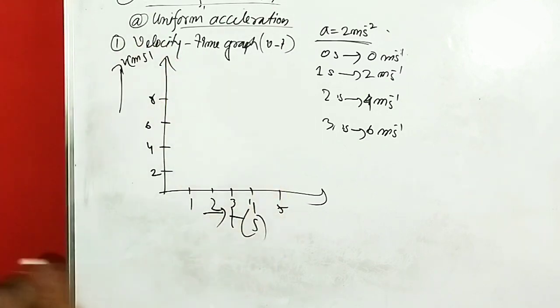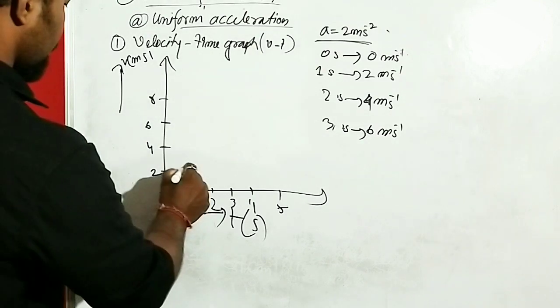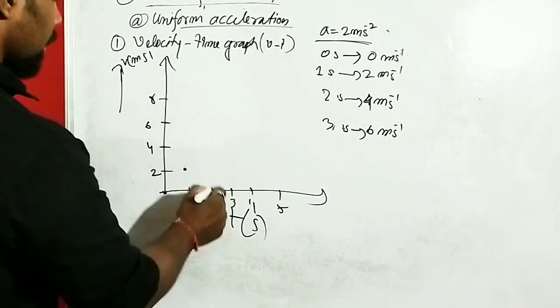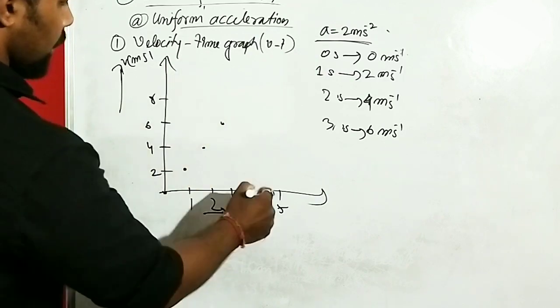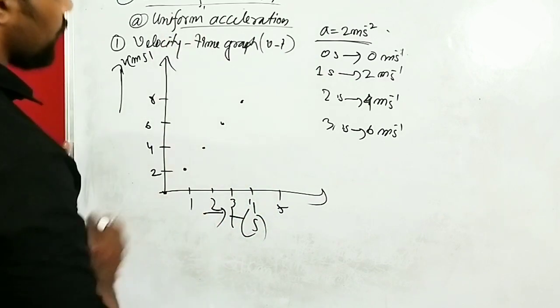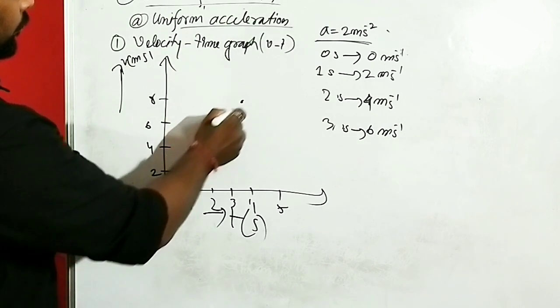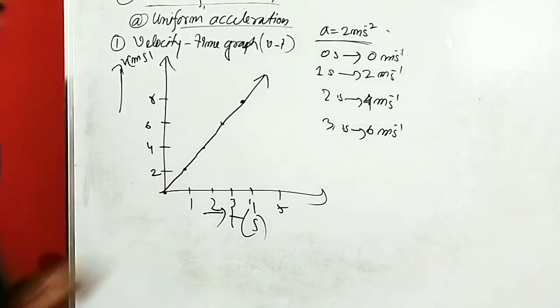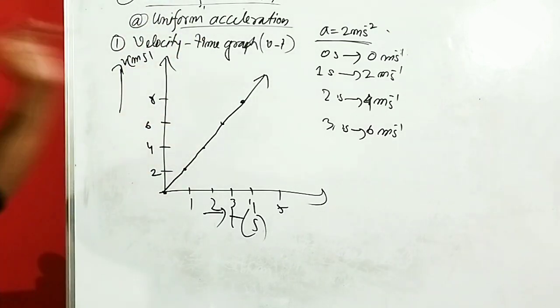We have some values, right? At 0, it will be at 0, right? Again, at 1 second, it is going to be a value of 2 meters per second. Now at 2 seconds, it is going to be 4 meters per second. At 3, it is going to be 6 meters per second. At 4, it is going to be 8 meters per second. So if I draw a line passing through these points, it is a straight line. This is passing through the center, right? Now this is the concept of a velocity time graph.